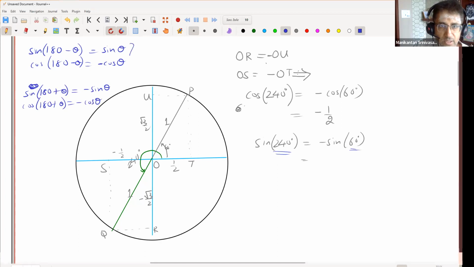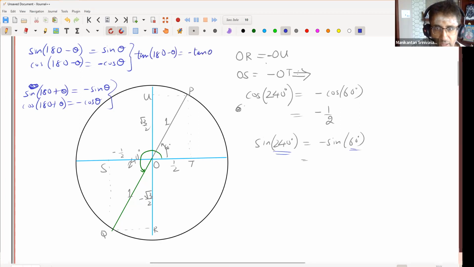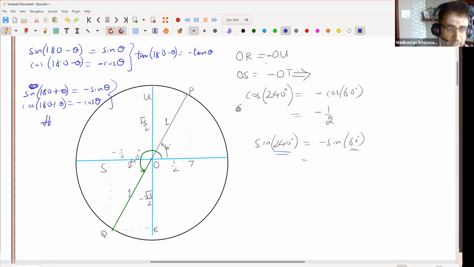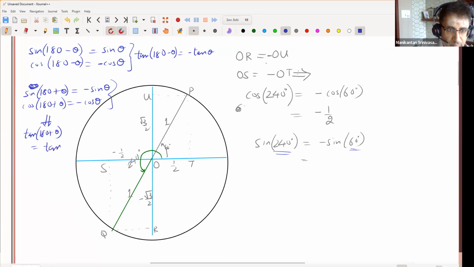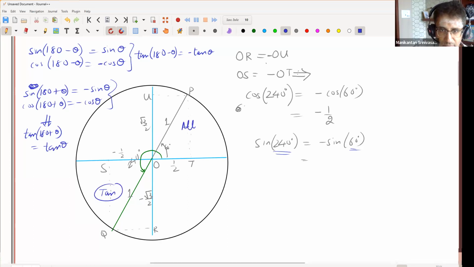Okay, and tan, of course, is the ratio of the two. So tan of 180 minus theta, therefore, is minus tan theta. And here, tan of 180 plus theta is the same as tan theta, because the minus and minus get cancelled. And sure enough, I expect tan to be positive here, right? So tan is positive here. Everything is positive in the first quadrant. Sine is positive here. Cos is positive here, ASTC.